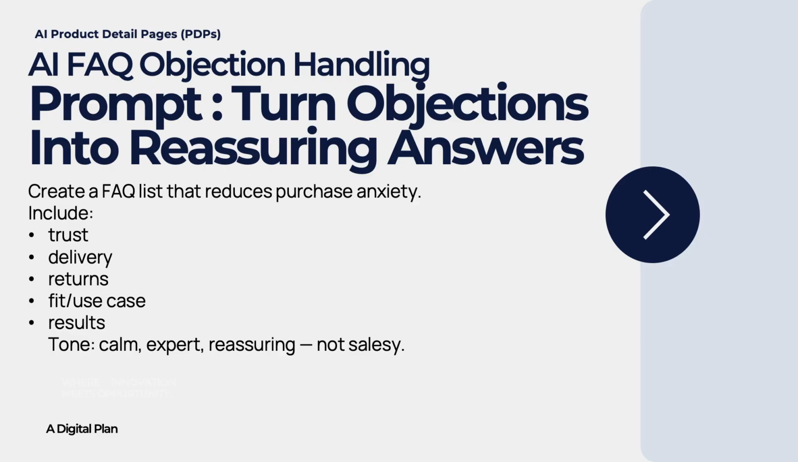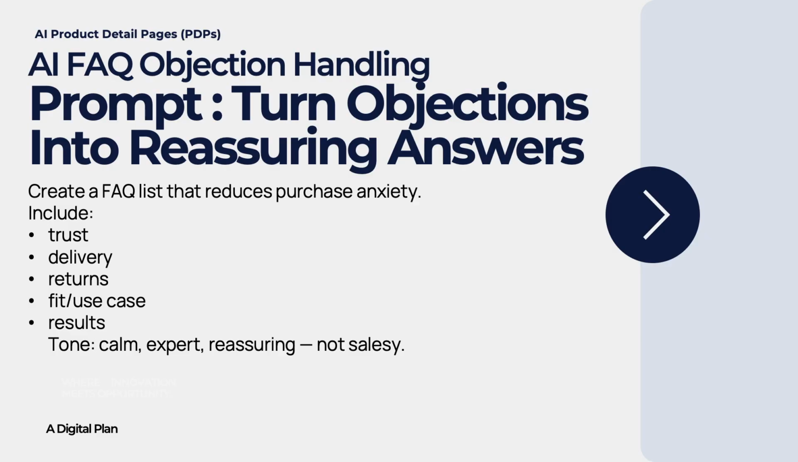Prompt. This is objection handling. What you need to have on your page is a frequently asked questions section. The frequently asked questions is where you are going to handle objections, and it's going to be a sales point. That's what frequently asked questions are. They are there to handle objections and generate sales.